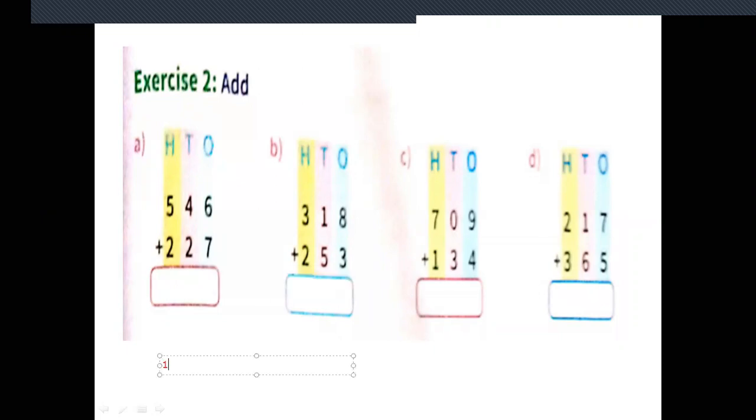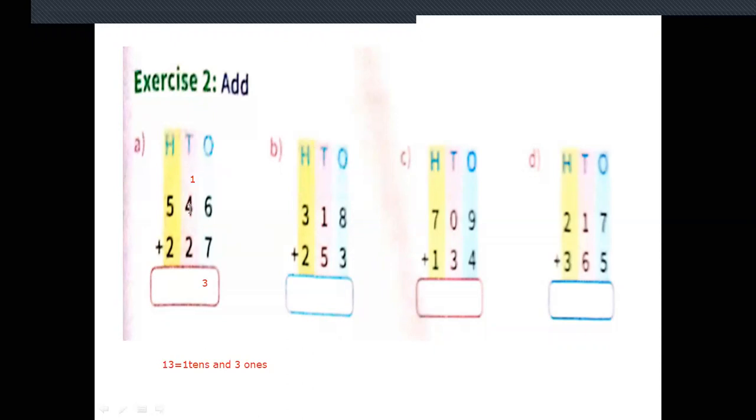13 is equal to 1 ten and 3 ones. So how will you write 1 ten and 3 ones? What is there in the ones column? 3 is there, so you write 3 in the ones column. What is there in tens? 1 ten. So you are carrying over 1 to the tens column.